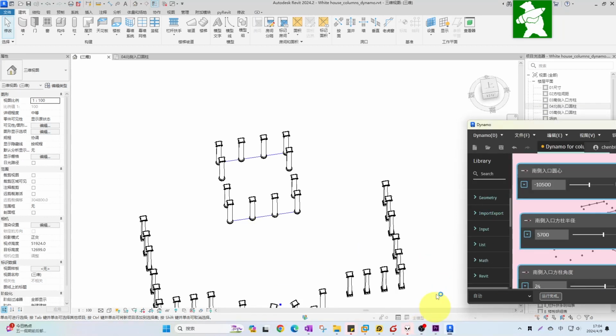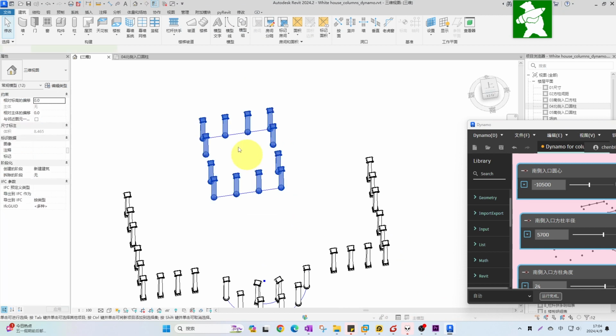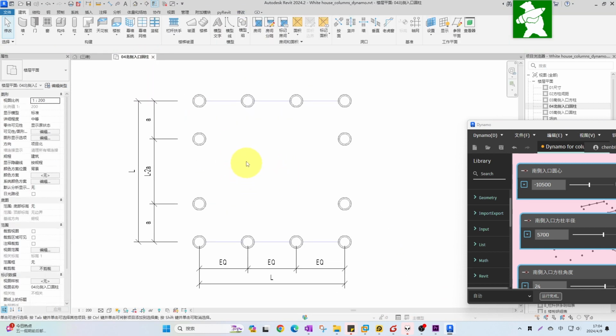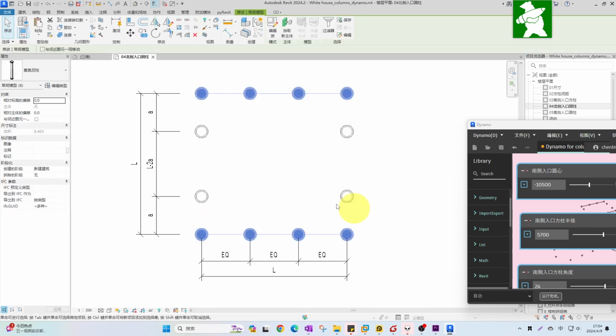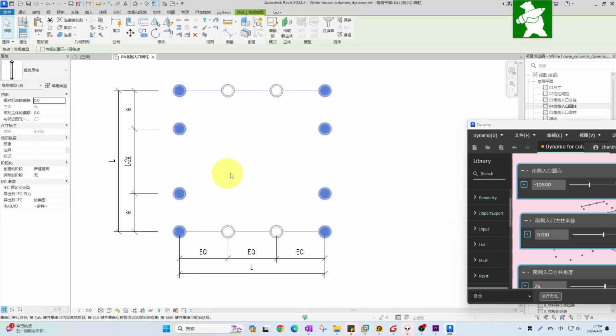Then let's look at the round ionic columns. First is the protruding entrance on the north side. This is a rectangle with four sides of equal length. The columns on the lower and upper sides are placed at equal distances, and the distance between columns on the left and the right side is not equal. It's because there's space for steps.